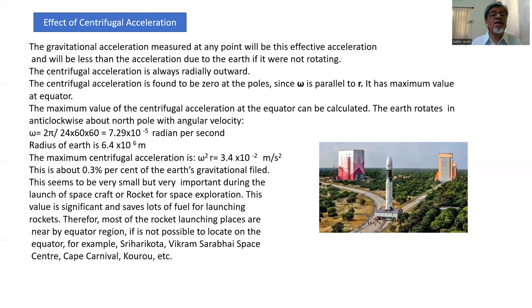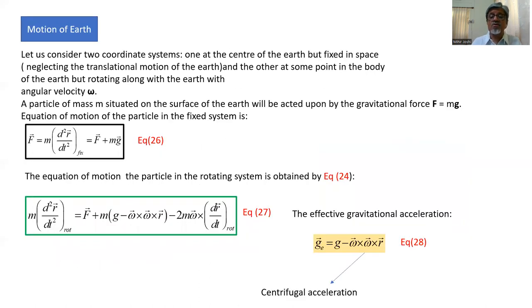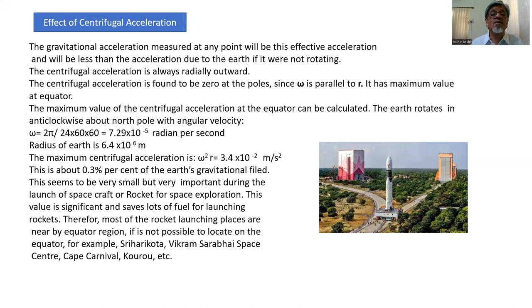Now we try to explain equation number 28. The gravitational acceleration measured at any point will be this effective acceleration, and will be less than the acceleration due to the Earth if it were not rotating. So if we consider that Earth is not rotating, the gravitational acceleration is g, and if we consider that Earth is rotating, then we have to modify it by equation number 28. So that is the effective gravitational acceleration when we consider the Earth is rotating. The centrifugal acceleration is always radially outward.